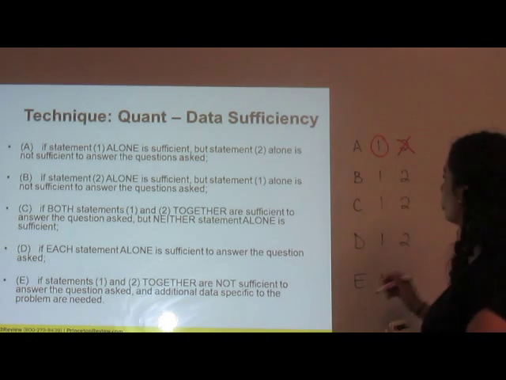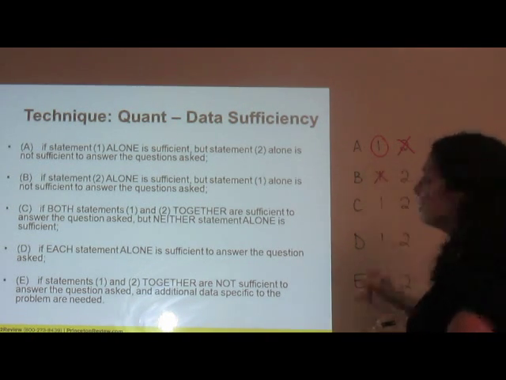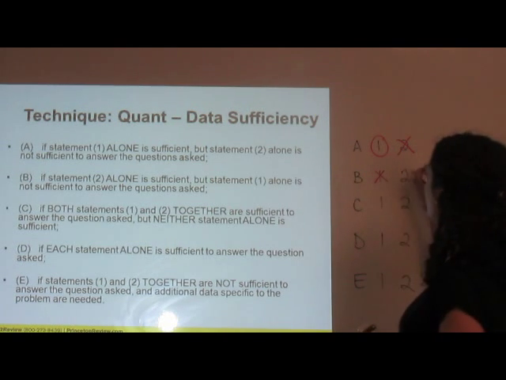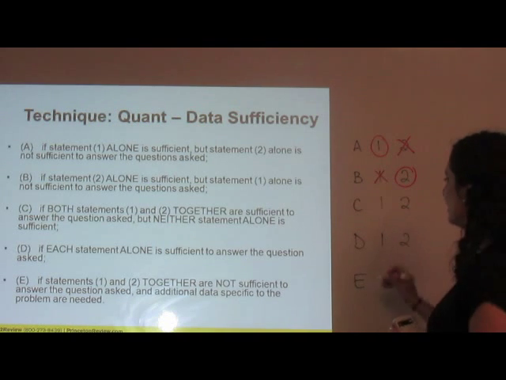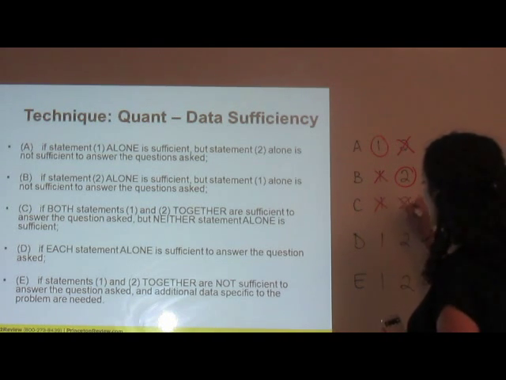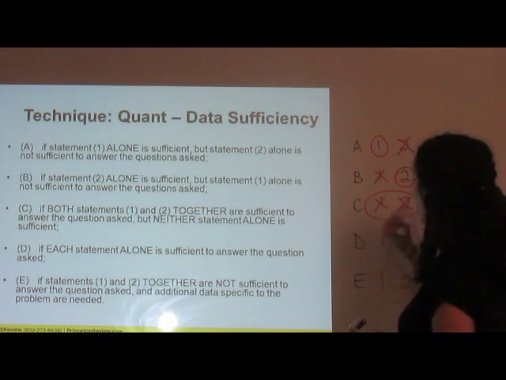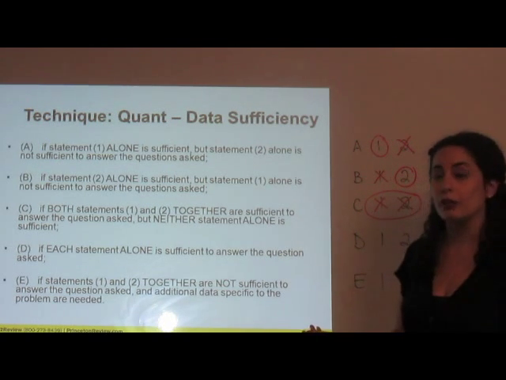Answer choice B is the reverse. In answer choice B, statement 1 is not enough information to solve, but statement 2 gives you everything you need to solve the problem. In C, individually, neither statement works. You don't have enough information with them individually, but combined, now you can solve it. Now you've got enough info.